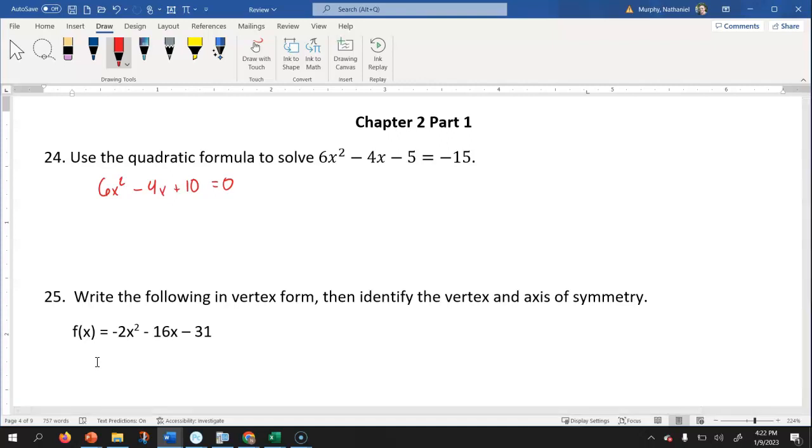To use the quadratic formula, remember it's x equals the opposite of b, so it's 4, plus or minus the square root of b squared, so 16, minus 4 times a, which is 6, times c, which is 10, all over 2a. So 2 times 6 would give me 12. And we're going to start with what's under the square root. We call that the discriminant.